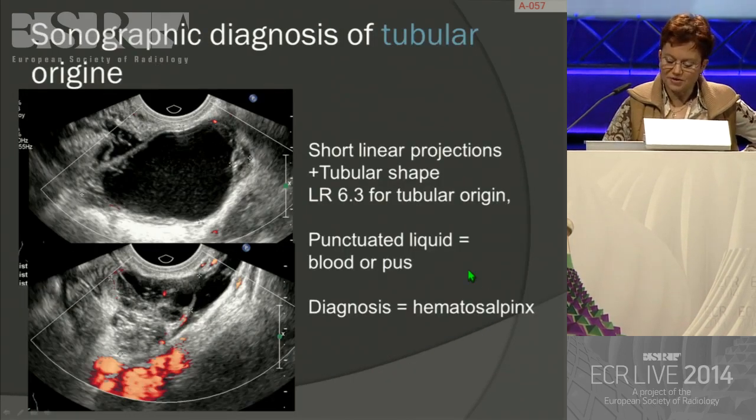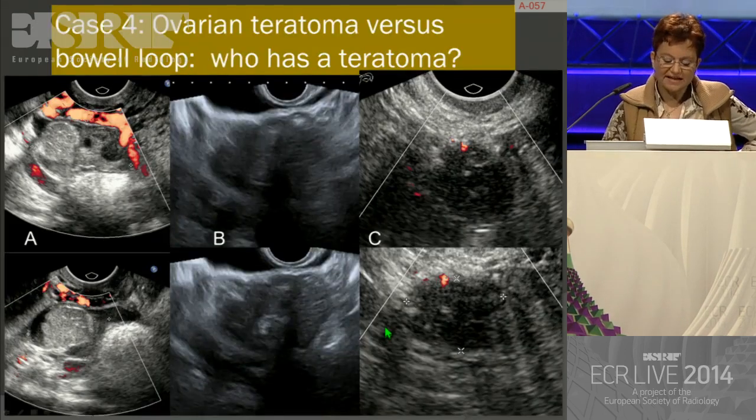Now, a tubular origin can also be diagnosed if you have an association with this short linear projection and a tubular shape, likelihood ratio 6.3. And of course, the punctate liquid can be either blood or pus, and in this case, it's a hematosalpinx. Let's go to the next case.